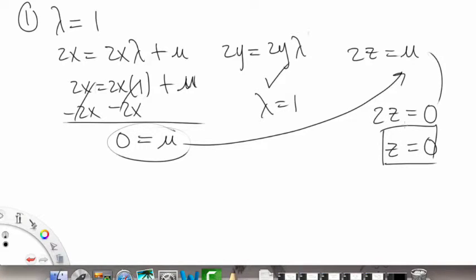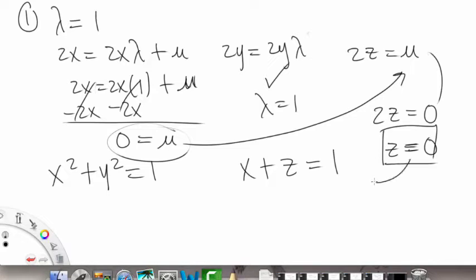So when z equals 0, then we can go back and use our original constraint equations, right? So our x squared plus y squared is equal to 1, and our x plus z is equal to 1. Okay, so here we can plug in 0 for the z spot. So we have x plus 0 is equal to 1, therefore x is equal to 1.